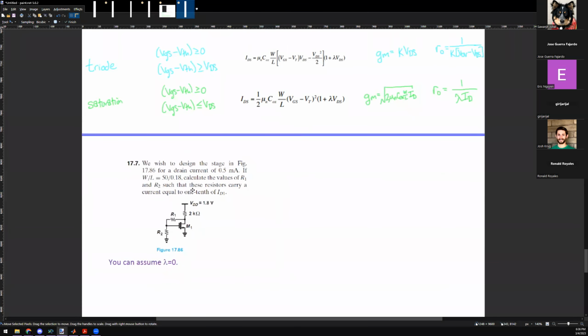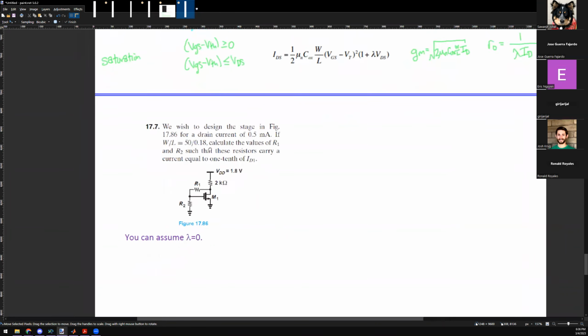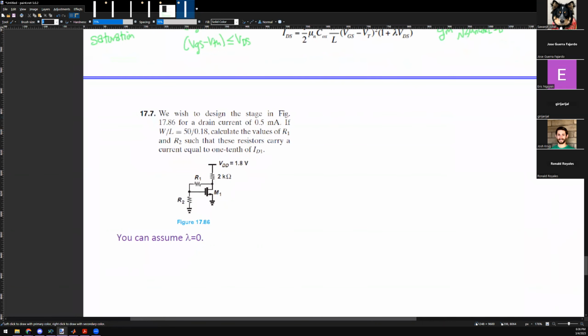All right, 17.7. We wish to design a stage in figure 0.86 with a drain current. So the target is what? ID equal to 0.5 milliamps. I'm using uppercase to indicate large signal, or the operating condition.